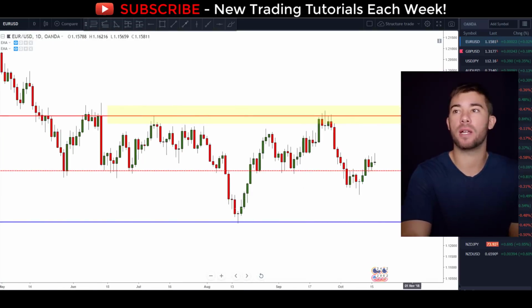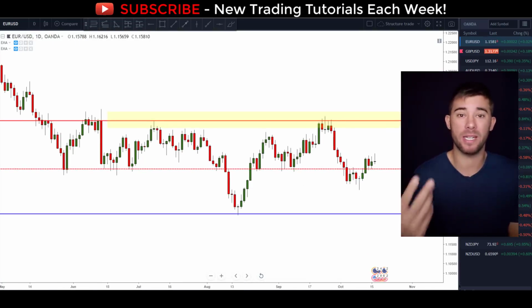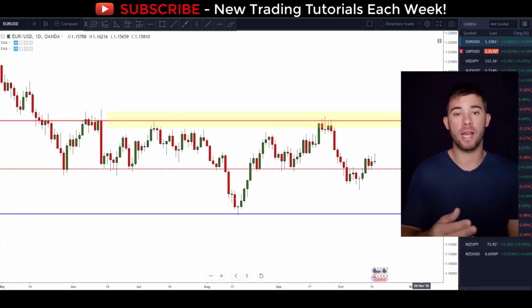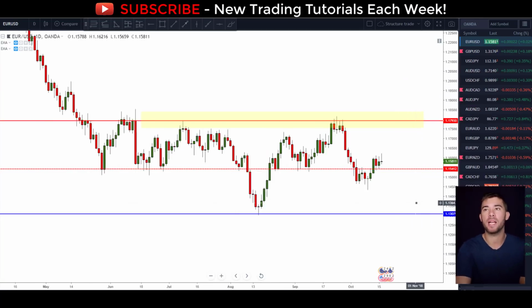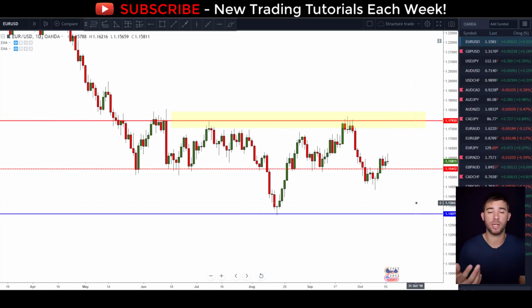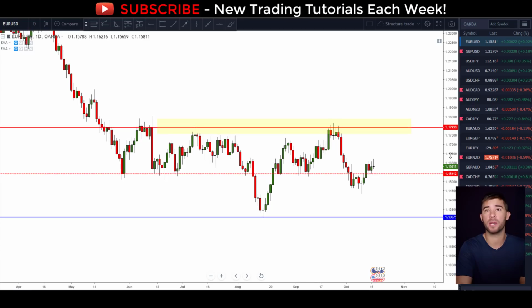And here on the euro dollar, we have to ask ourselves 2 different questions each and every time we're about to place a trade based on our higher time frame analysis. At least I do. This is how I personally do my technical analysis. What I ask myself is, what trend is this market in, and where's the closest major level of structure? 2 very simple questions.